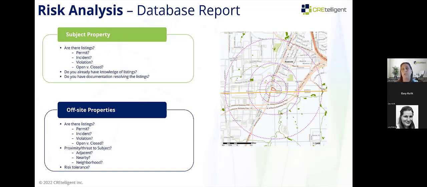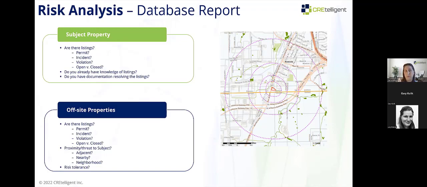So you might see that your subject property is located within an area that's been affected by a Superfund property. Your property may or may not be in one of the operable units, but it might just be generally in the area. It's important to ask more questions and understand why. Is it more of a neighborhood issue? Is it a nearby property? Is it an adjacent property? And what's that level of threat? What is your risk tolerance?